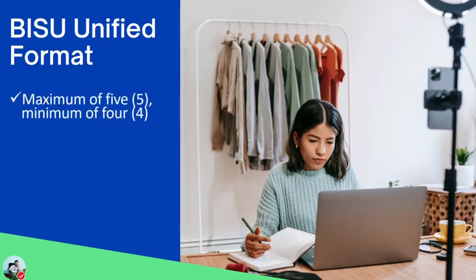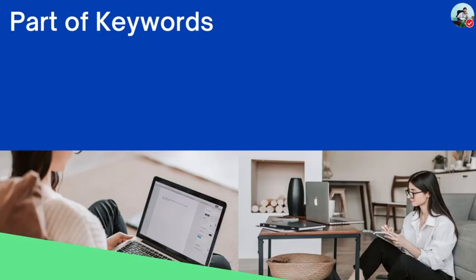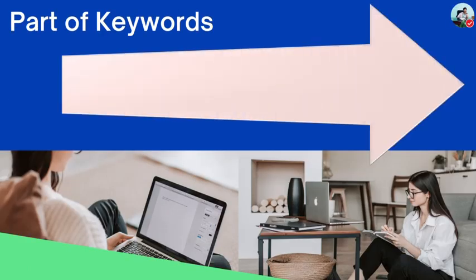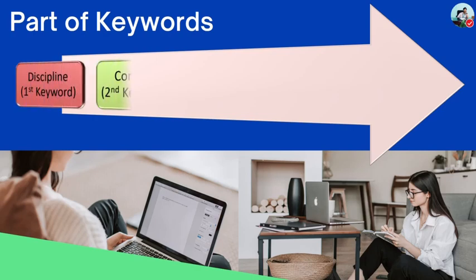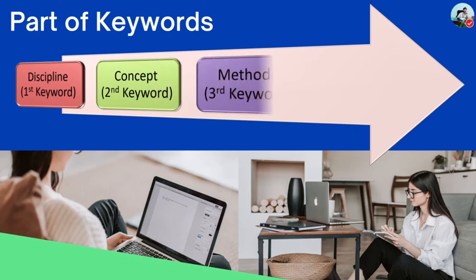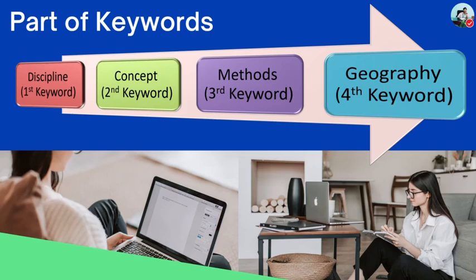So now let's proceed to the keywords. According to the BSHM unified format, it must be a maximum of 5 and a minimum of 4. We'll discuss the keywords as we discuss the abstract. First is the discipline, which is the first keyword. The second keyword must be the concept. The third keyword must be the methods. And the fourth keyword must be the geography.